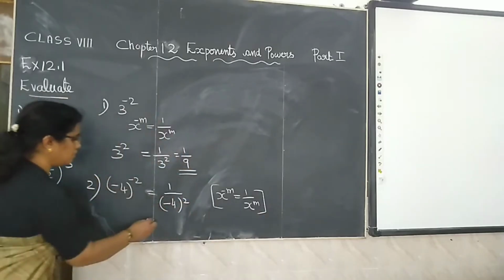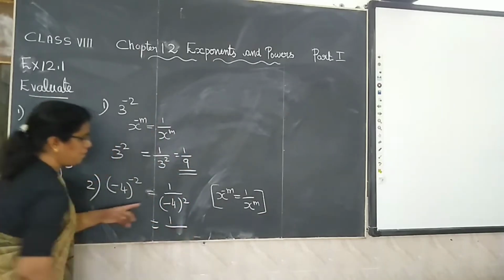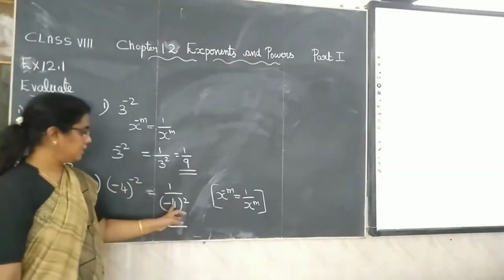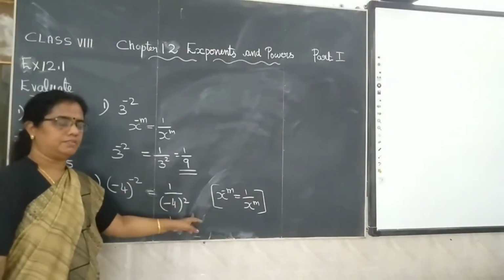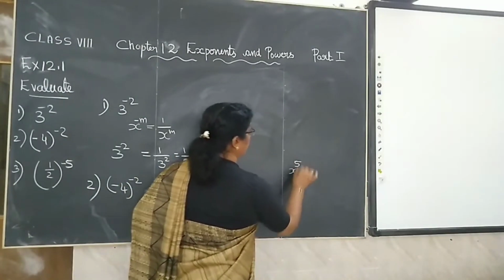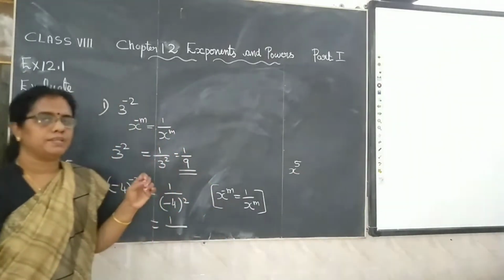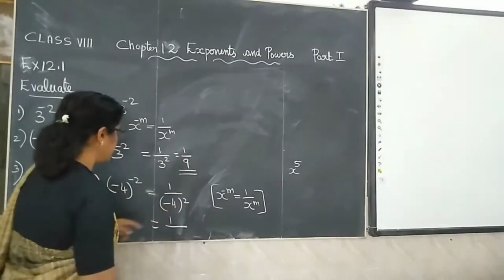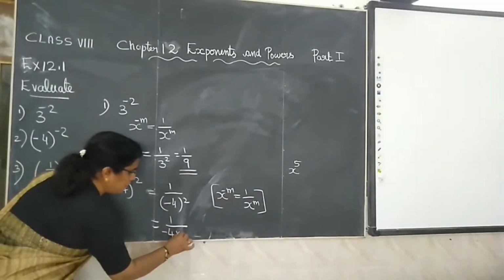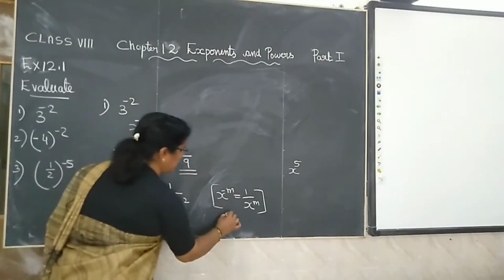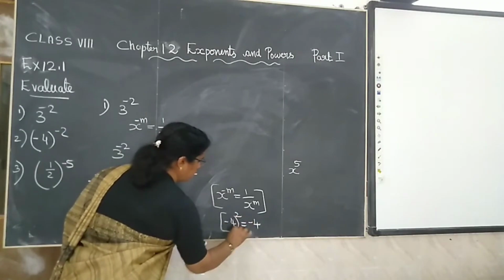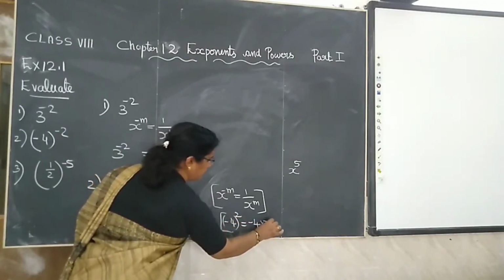Now this is equal to 1 by (minus 4) raised to 2. Minus 4 raised to 2 means minus 4 is repeating 2 times, just as x raised to 5 means x is repeating 5 times. So we can write minus 4, 2 times: minus 4 into minus 4, because minus 4 square means minus 4 into minus 4.